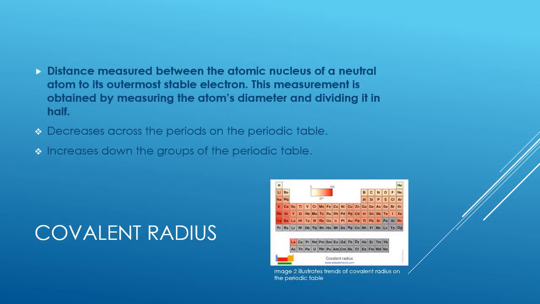The covalent radius is the distance measured between the atomic nucleus of a neutral atom to its outermost stable electron. This measurement is obtained by measuring the atom's diameter and dividing it in half. The covalent radius decreases across the periods on the periodic table and increases down the groups on the periodic table.